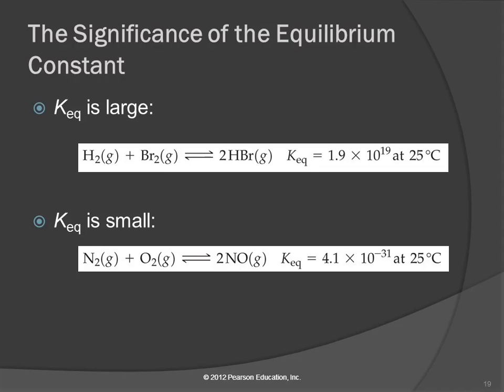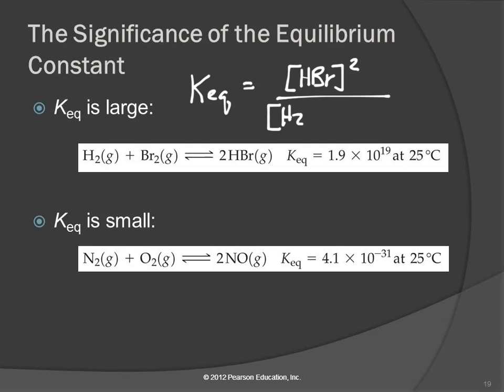Well, what does this equilibrium constant mean? If the equilibrium constant is big, and when we mean big, we're talking big numbers. Here, this one is 1.9 times 10 to the 19th. It's a really big number. Well, what is the equilibrium constant expression for this? KEQ equals HBr squared, right? Divided by, yeah, you guys are getting it.